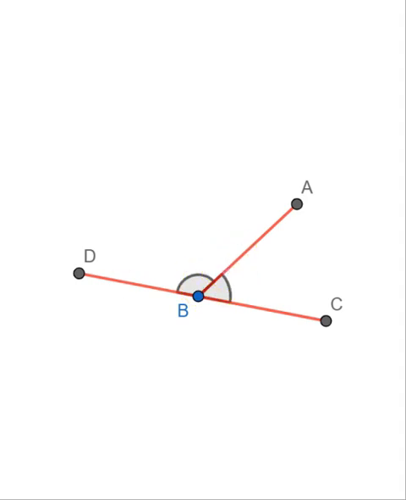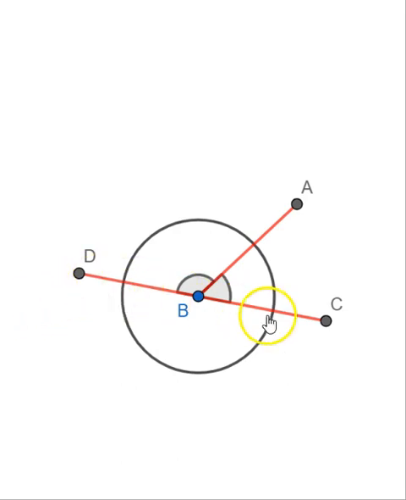Now to prove that, let's draw a line perpendicular to DC at B. We know how to draw a perpendicular. Draw a circle of any radius. Identify the intersections of the circle with the line DC. Say G and F.